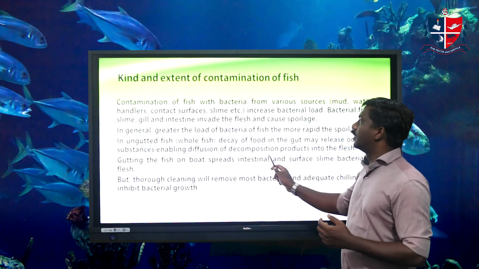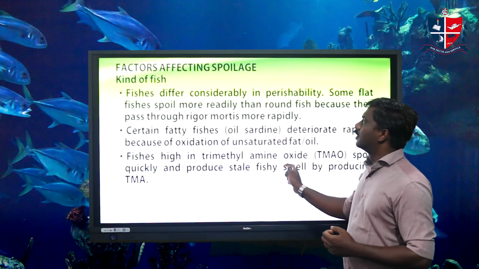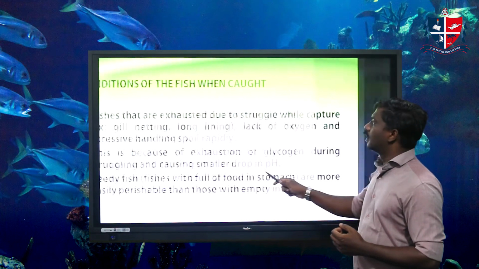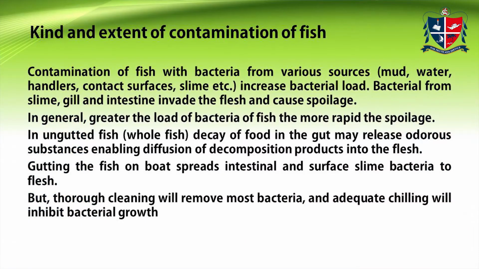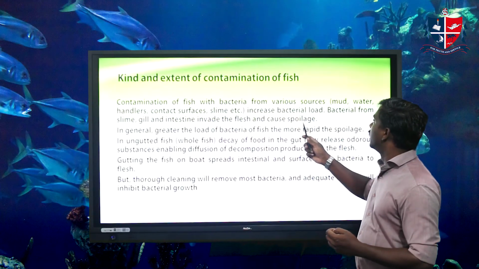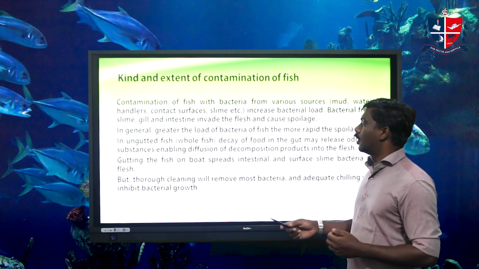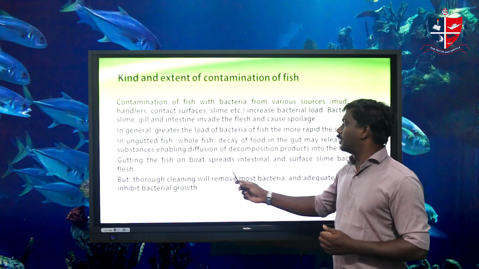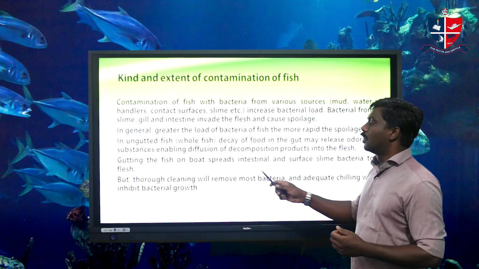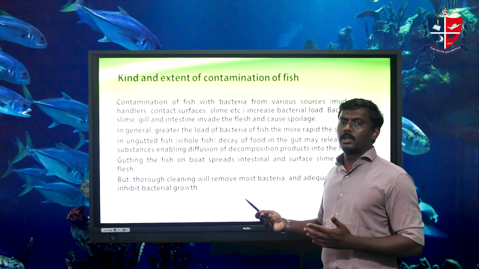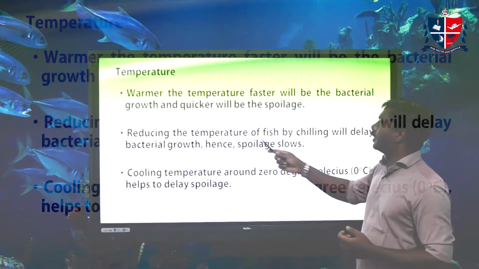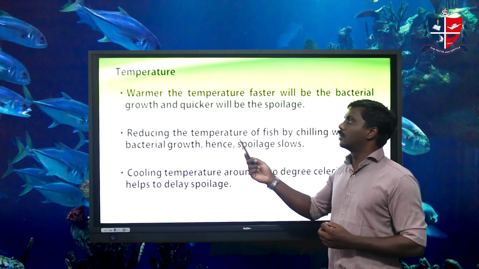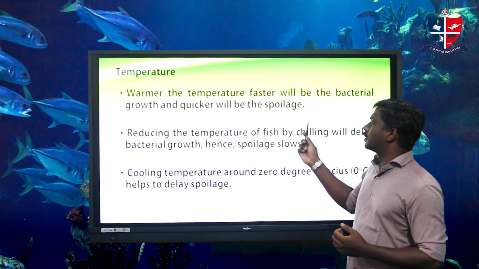So first we look into the kind of fish. Second, we look into the condition of the fish when caught. And third is the kind and extent of contamination of fish. Fish in the landing area has many contaminants present. In mud, handlers, and contact surfaces, there will be increased bacterial load. Also the gutting operation of the fish on board spreads intestinal contents and surface slime, and this causes more spoilage. And temperature: the warmer the temperature, the faster the bacterial growth, and the quicker the spoilage.